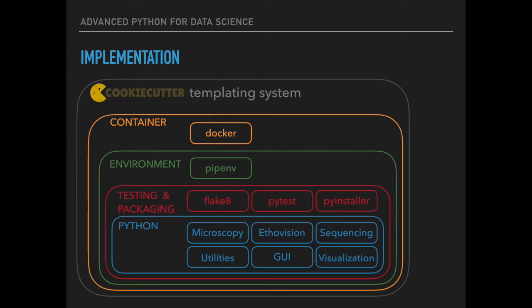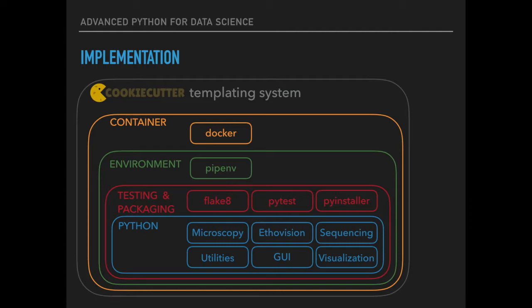So let me frame all that in terms of reproducibility so that we understand how this workflow can help make science more reproducible. So the cookie cutter template provides a reproducible way of creating new projects. The Docker container provides a reproducible way of running things. pipenv provides a reproducible Python environment.